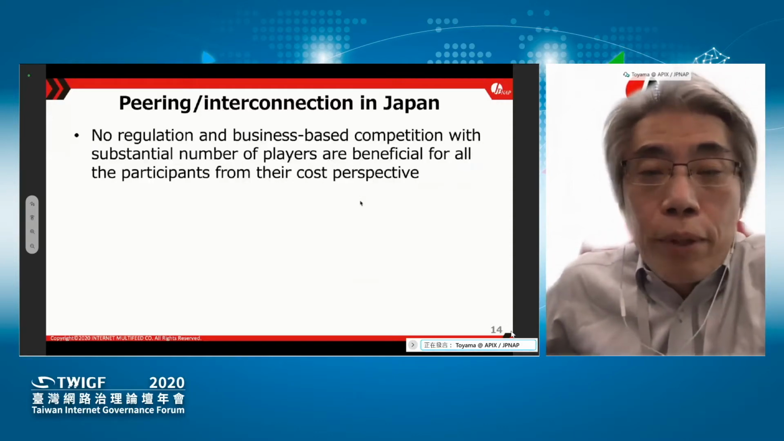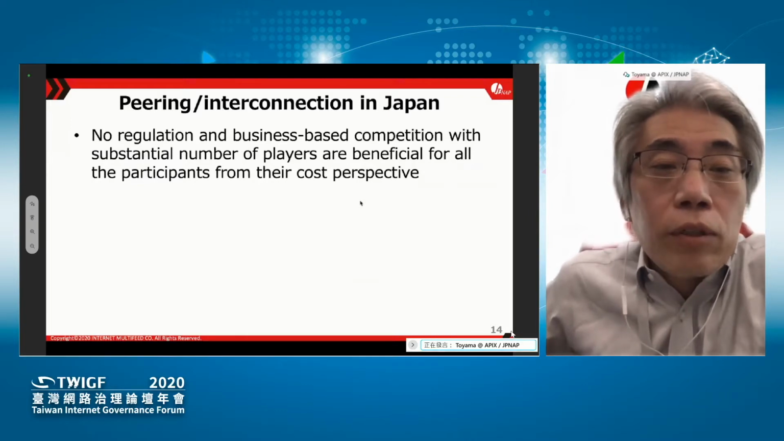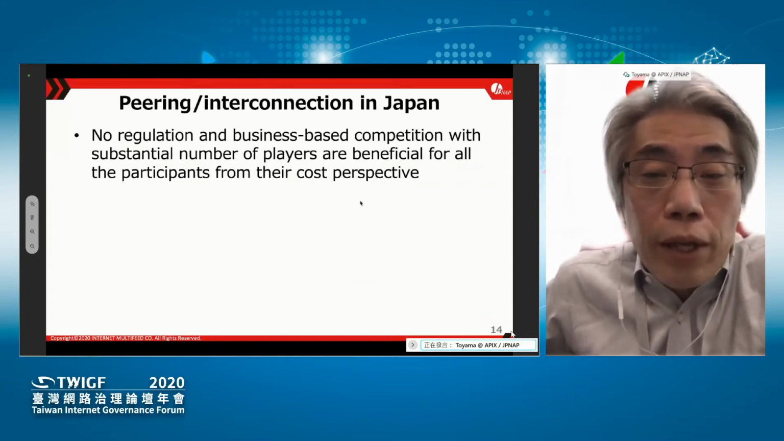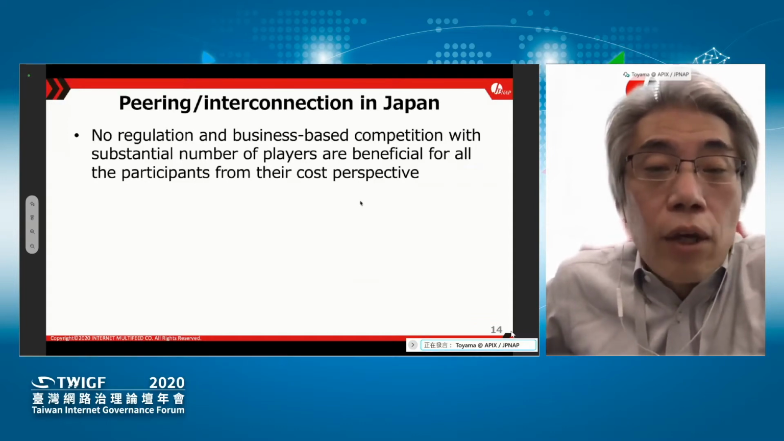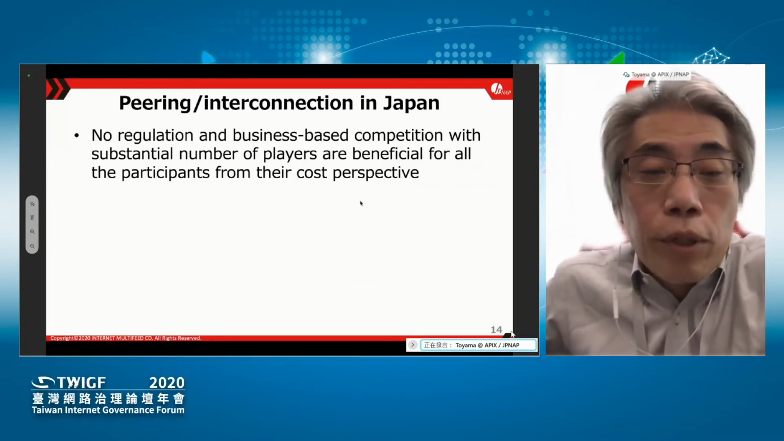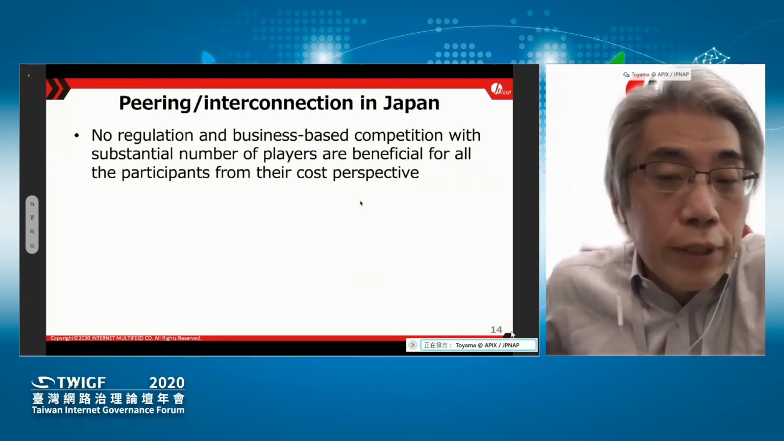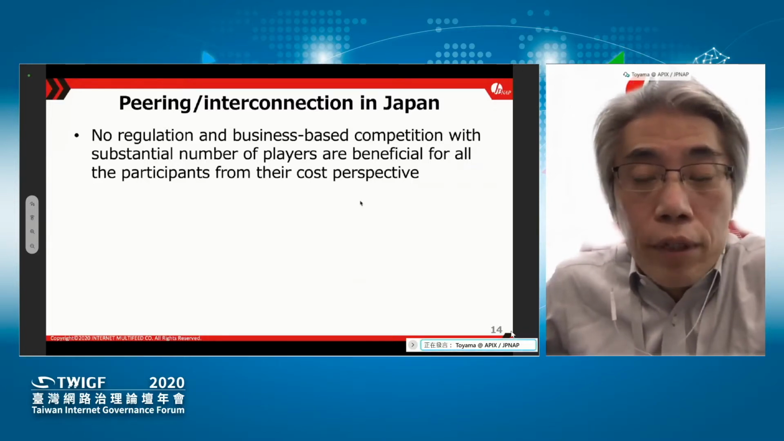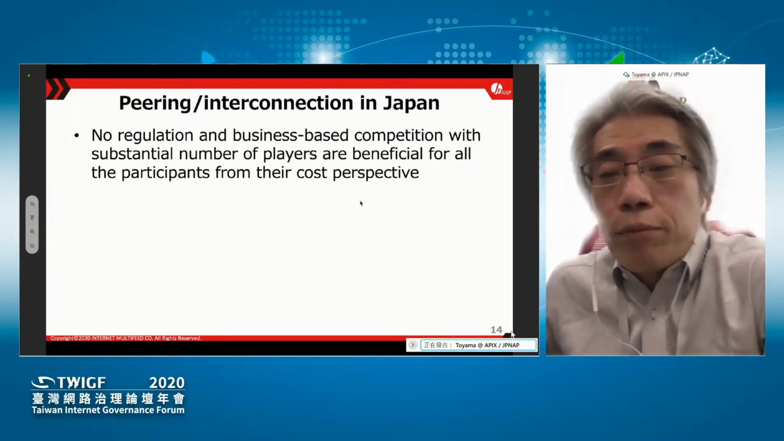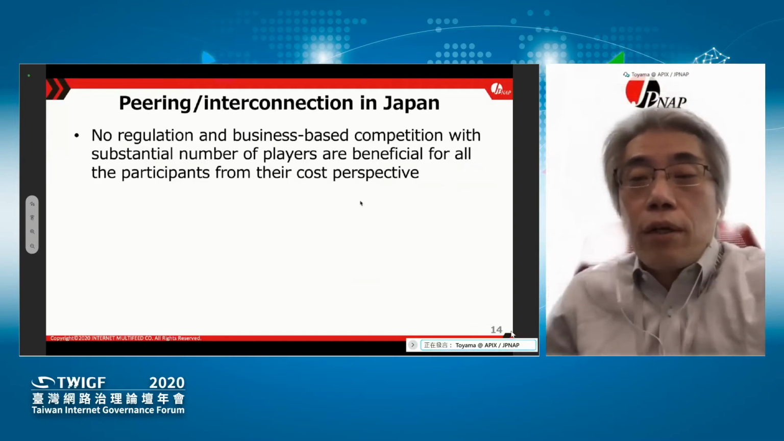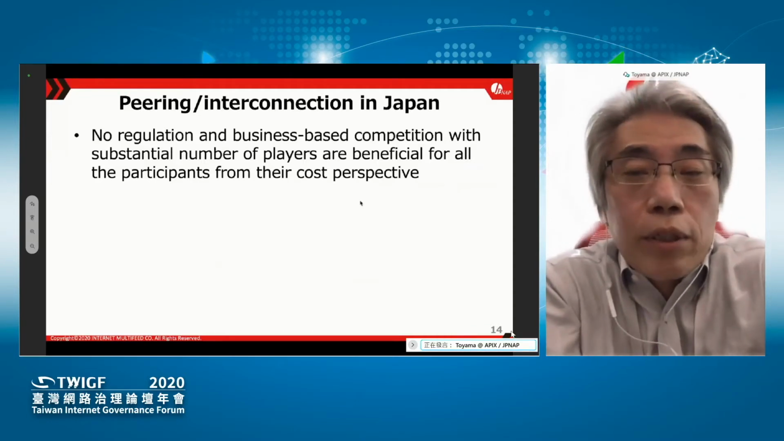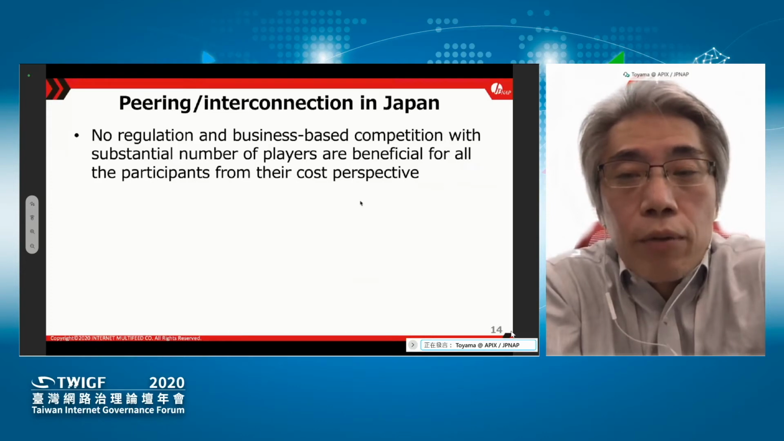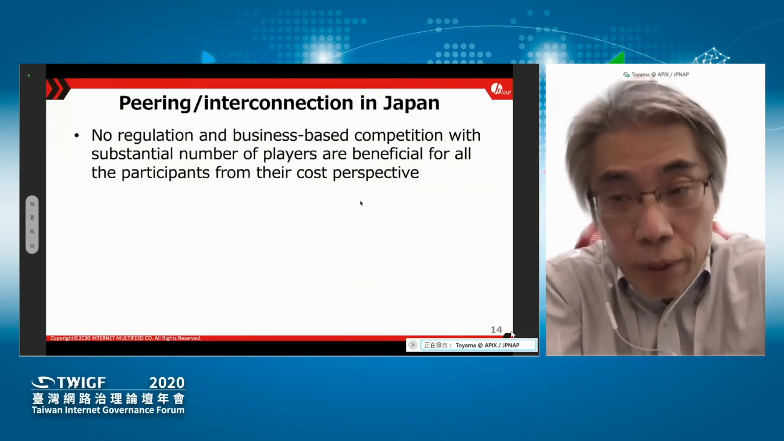So from my perspective, there is business competition, and there are a substantial number of players in Japan. And this environment is very beneficial for the participants or the networks from a cost perspective. With competition and a lot of internet exchanges, sometimes in the same areas, the business-based competition is very good from a cost perspective.